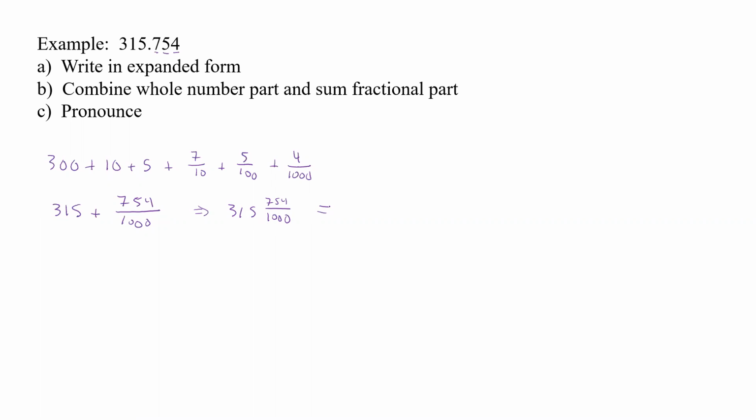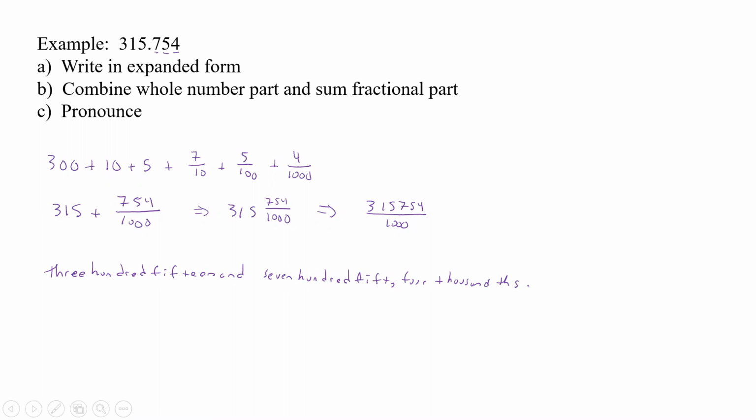And then we also could ask, what is the improper fraction? Well, we'll take 1,000 times that, so it's going to give us 315,754 all over 1,000, and that would be our improper fraction. Now to pronounce it, that's going to give us 315 and 754 thousandths. And so that's how you would say or pronounce it.